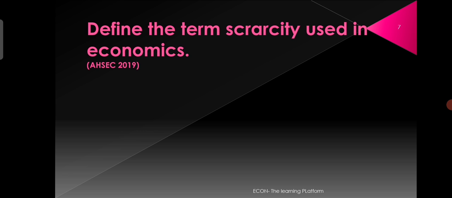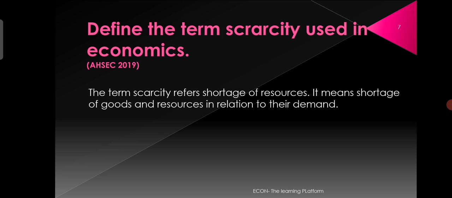Define the term scarcity used in economics. Now it is a very common word we use in economics, the term scarcity. Scarcity means shortage, as we all know. The definition of scarcity: the term scarcity refers to shortage of resources. It means shortage of goods and resources in relation to their demand. Every economic problem arises because of scarcity of resources. So it is a very simple and common question. Move to the next question.